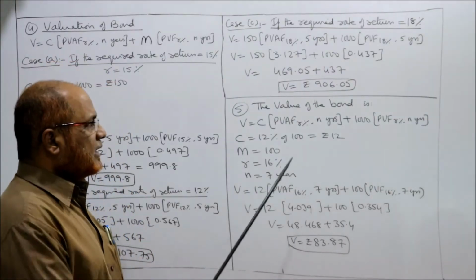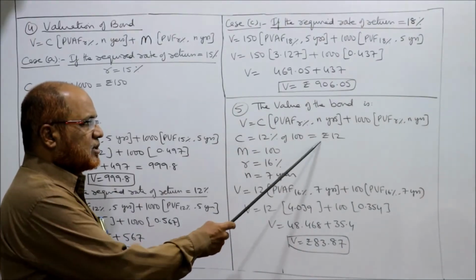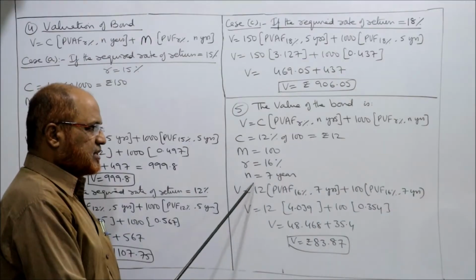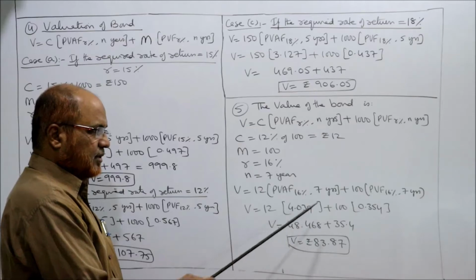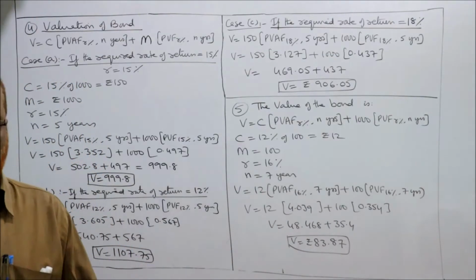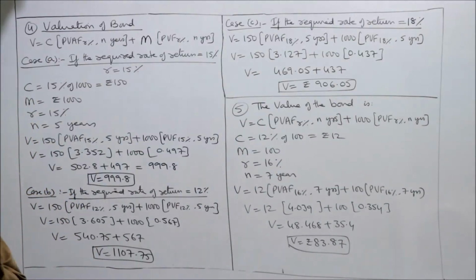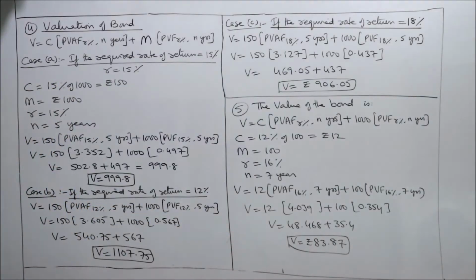So, we'll apply the value of the bond. Here, C is equal to coupon rate 12% of 100 rupees, 12 rupees. Maturity value 100, required rate of return 16% and 7 years. Substitute 16%, 7 years annuity factor. Substitute, we will get 83.87. So 83.87 is the price it will command in the market. Take a pause, copy down the complete solution of fourth problem as well as fifth problem.